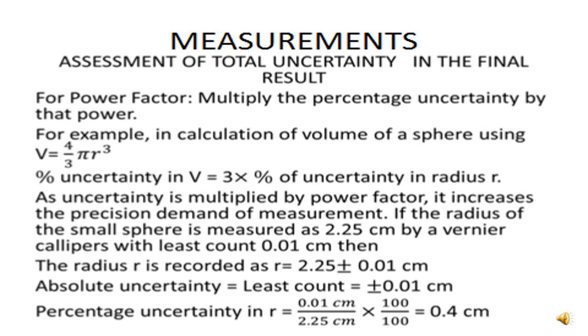If the radius of the small sphere is measured as 2.25 cm by a vernier calipers with least count 0.01 cm, then the radius r is recorded as 2.25 plus minus 0.01 cm. Absolute uncertainty is equal to least count, which is equal to plus minus 0.01 cm. Now percentage uncertainty in r will be 0.01 cm divided by 2.25 cm multiplied by 100, which is equal to 0.4%.